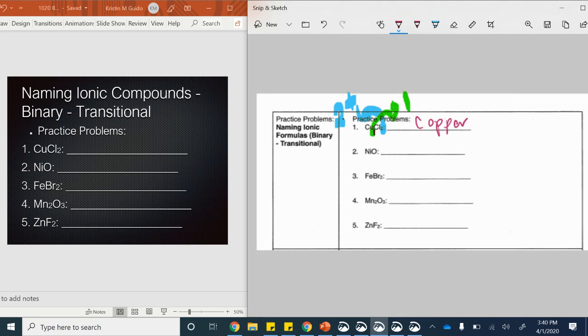copper has a 2 plus, so that means I need to throw in the Roman numeral 2. And then chlor, and again, remember we have to have that "ide" ending. So not chlorine, but chloride, just like in naming binary compounds.